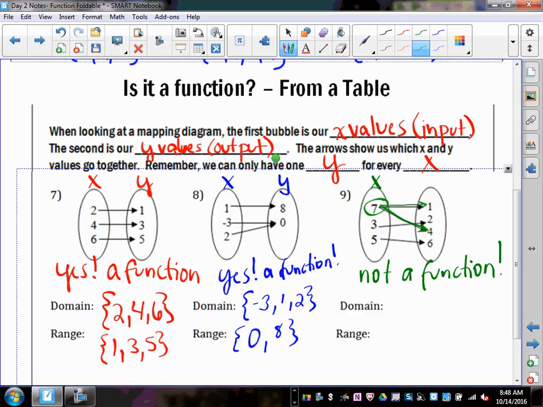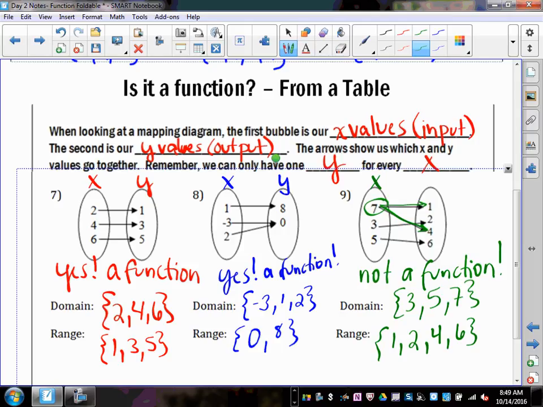How can I change this so that it is a function? Yeah, take away one of them. So take away my arrow from 4, so that 7 just goes to 1, 3 to 2, and 5 to 6. That would change it so it is a function. But as it stands, it's not a function. What's my domain? 3, 5, 7, wonderful. And my range? Thank you, Giselle. I'm glad Giselle knows what's going on over here. All right, any questions on this?